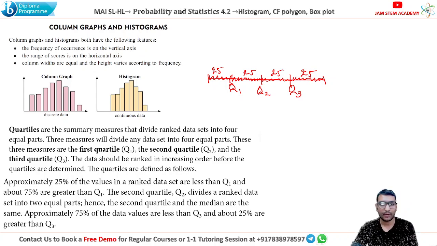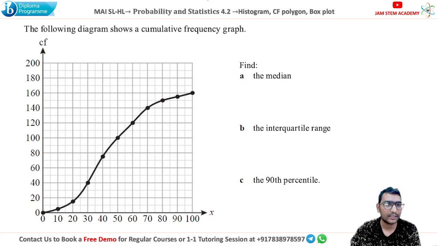Okay, now here is the question. It says the following diagram shows the cumulative frequency graph.